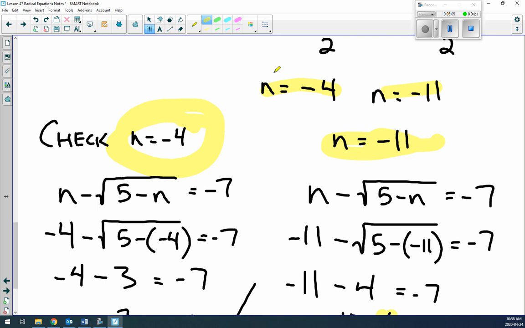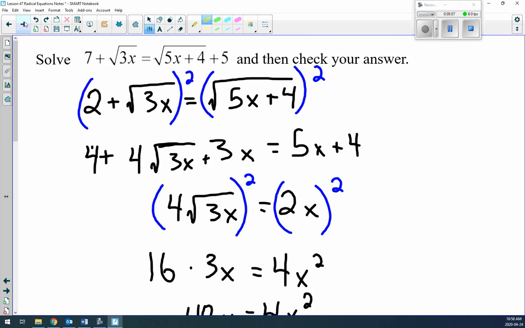Okay, flip to the third page, we'll do another one. This one, they're getting more complex. There's a couple of options. You could square both sides, but this right-hand side is kind of gross to be working with. So I'm going to move the 5 over. I'm going to get rid of this positive 5, so I subtract 5 from both sides. We end up with 7 minus 5, which is 2, plus root of 3x equals root of 5x plus 4. Okay, I can handle that.